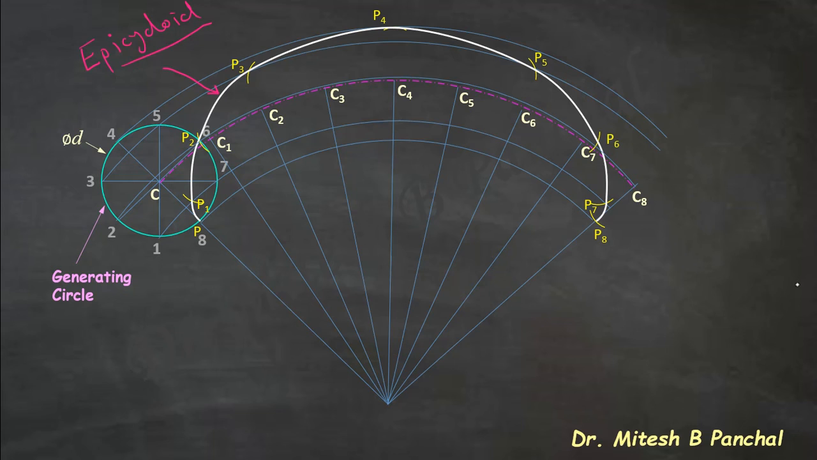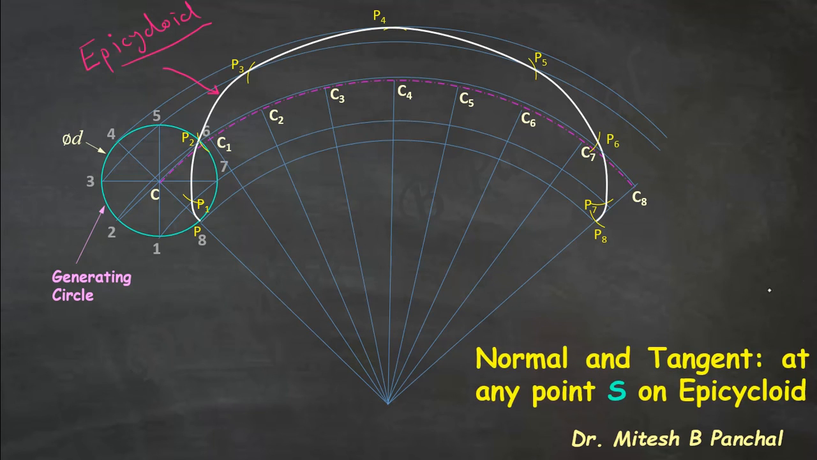So in the next step, we will see how to draw a normal and tangent at any point on the epicycloid. Say that point is point S. So mark, as per given condition, point S on the epicycloid. From point S, draw an arc of radius equal to d by 2 on the locus of point C, that is the center point C. So this radius is equal to d by 2. Draw an arc. We can obtain the point CS.